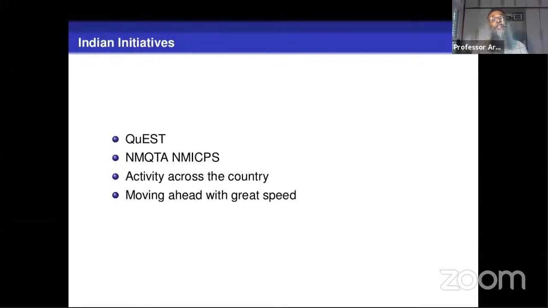So these national missions, two of them will have a component, one a minor component, one entirely dedicated to quantum technologies. Activity in this area is happening across the country, and in the world as well as in India, we are moving ahead towards realizing quantum information processors in a big way. Thank you very much. Now the discussion will be coordinated by moderators. I thank you for your patience.